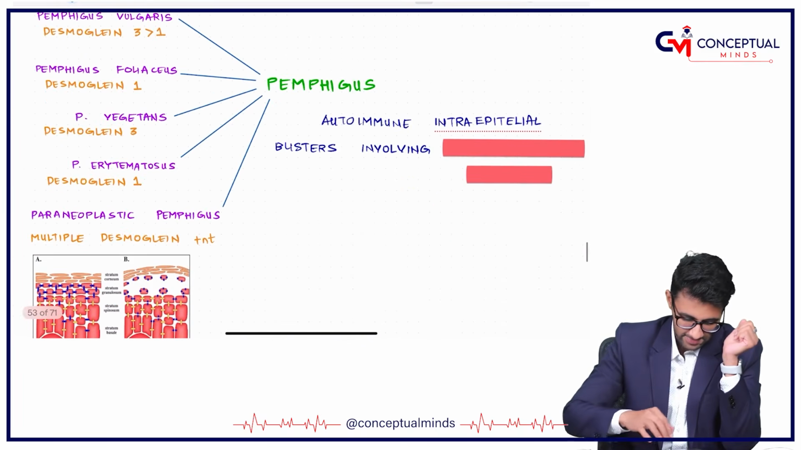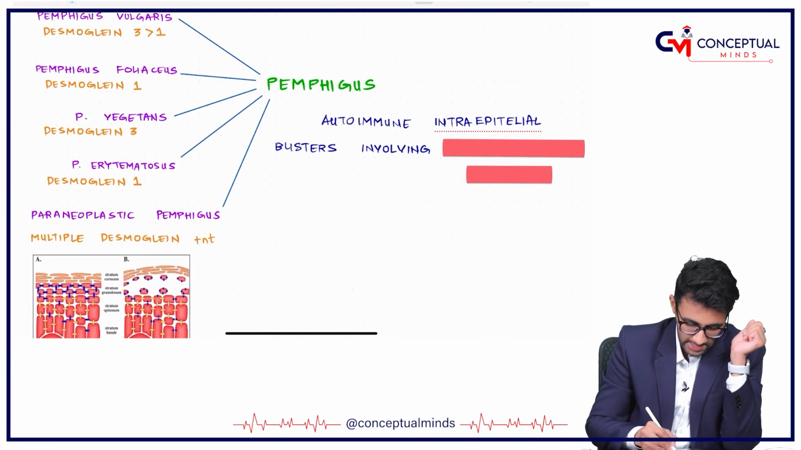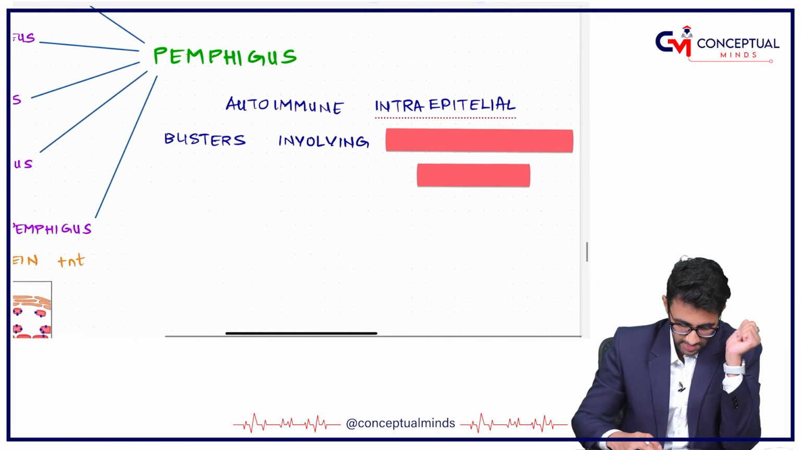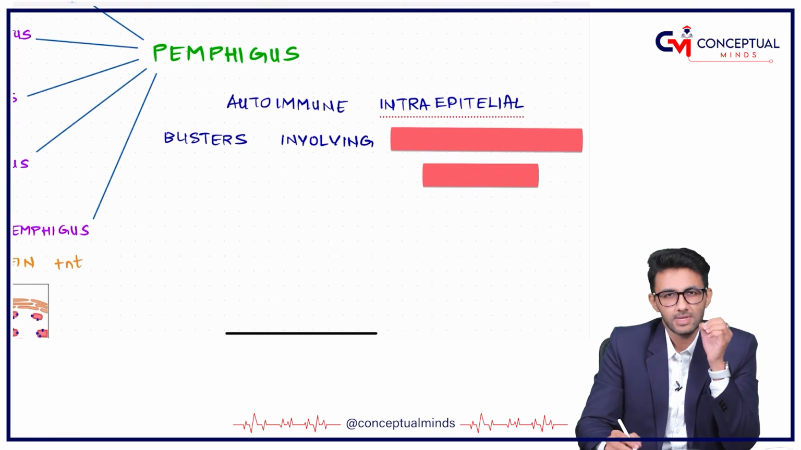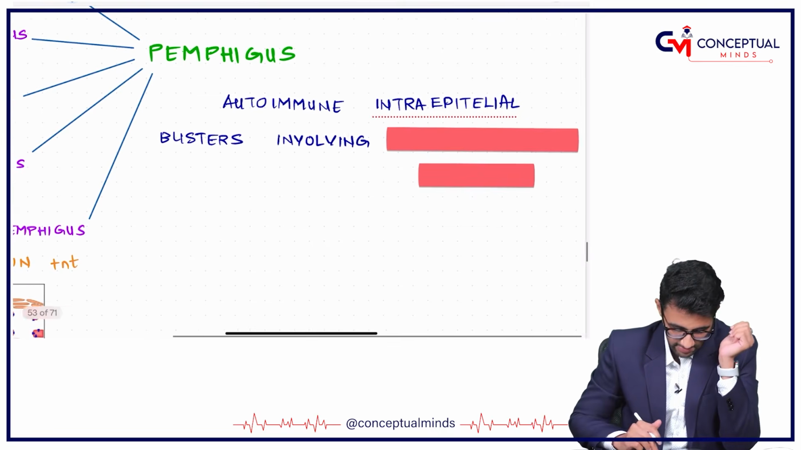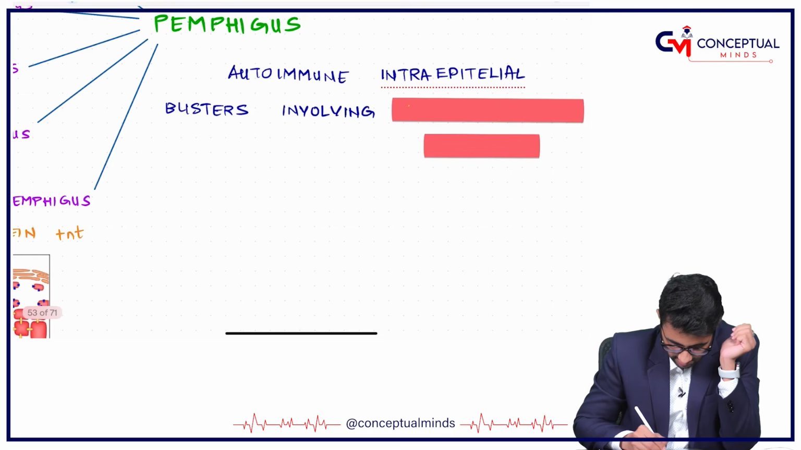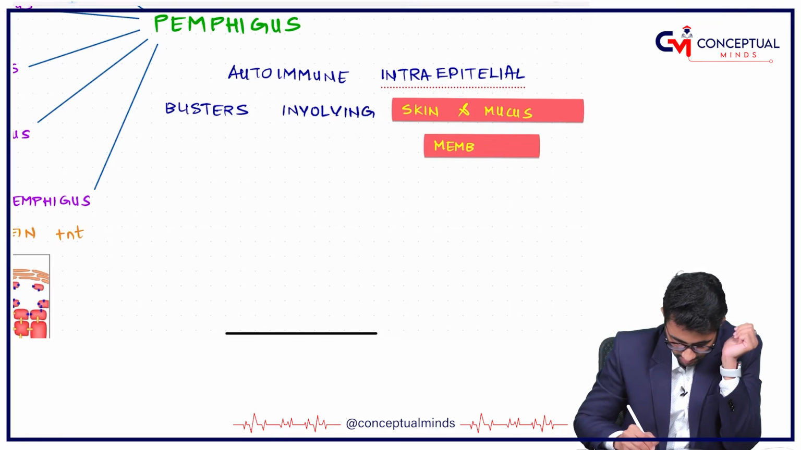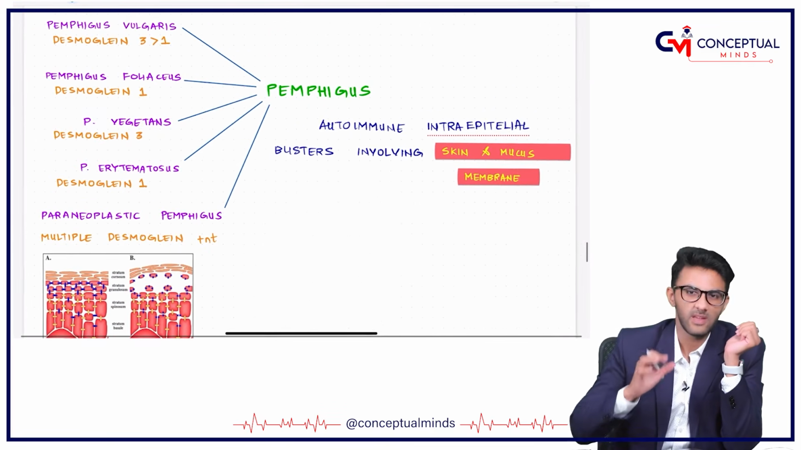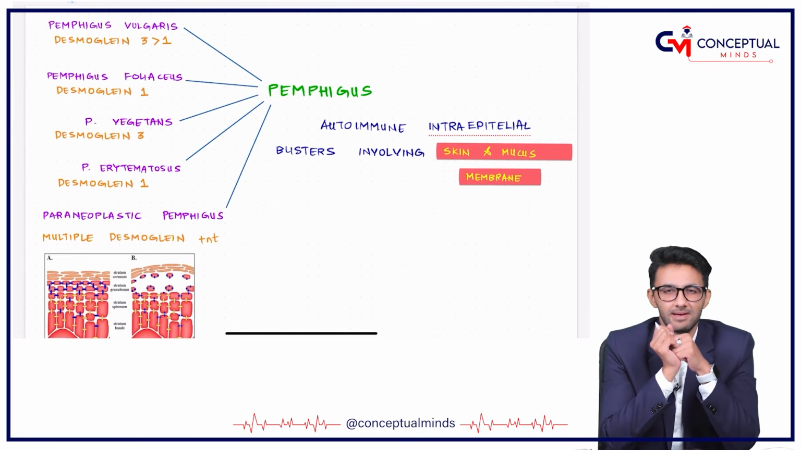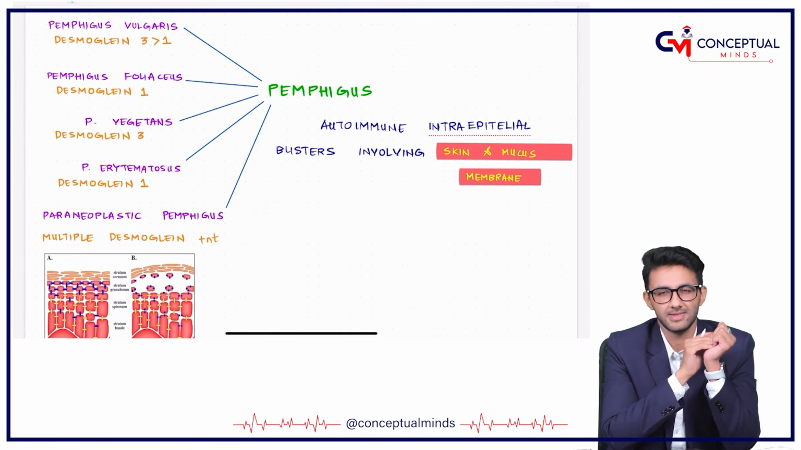So the pemphigus group is an autoimmune condition, right? An autoimmune condition with blisters which involve the skin and mucous membrane. Alright, so that is all for the definition part. Yes, and now let us go on to the classification.